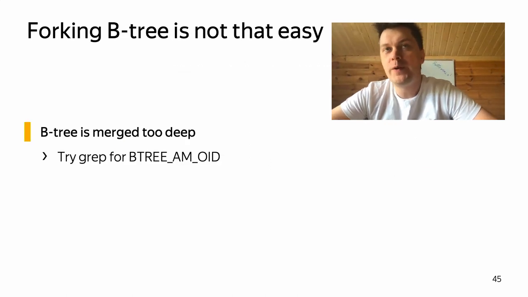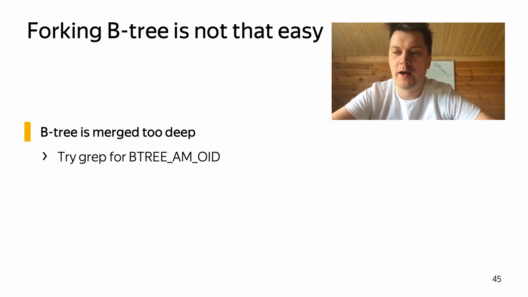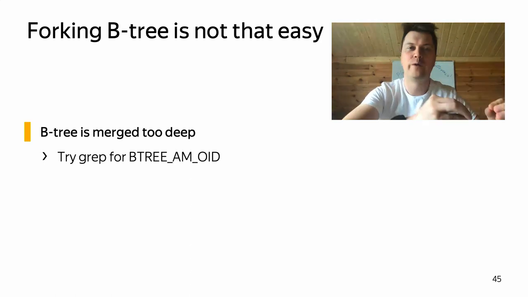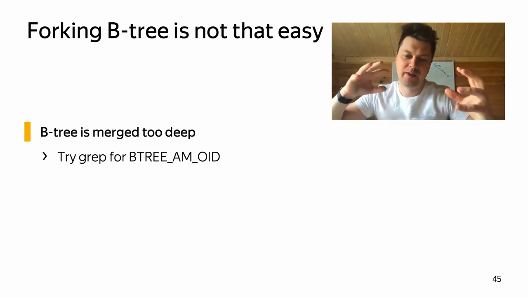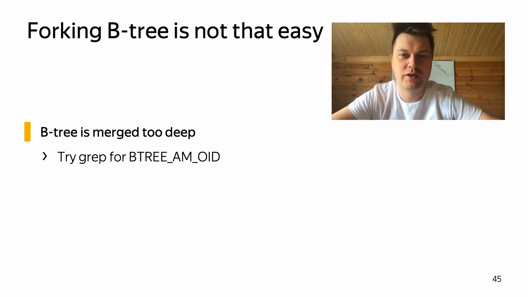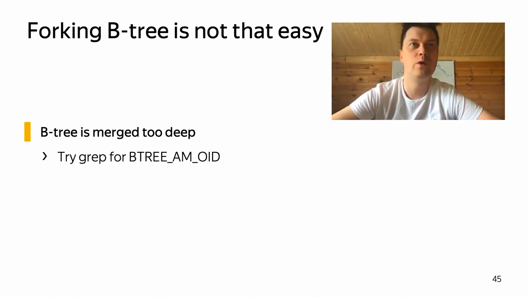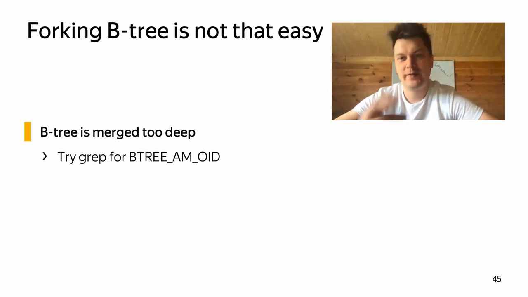But forking B-tree is not that easy. Why were we able to fork GiST so easily? Because all the code of GiST was contained in just two folders. But the code of B-tree is interleaved with all other guts of Postgres. You can just try to search for this by checking from other places that the code is actually dealing with B-tree and no other indexes. It's a big amount of work to fork B-tree, and yet a bigger amount of work to maintain it, because B-tree is under active development.